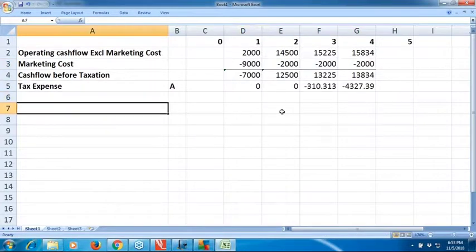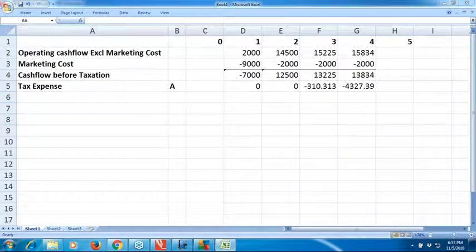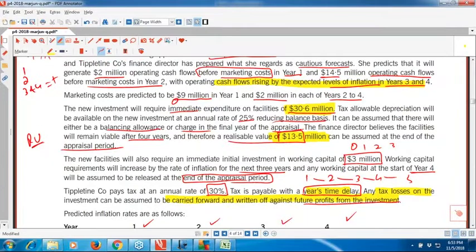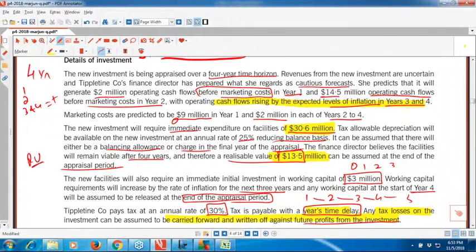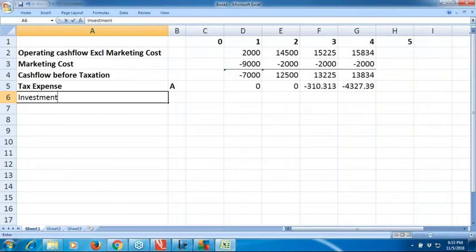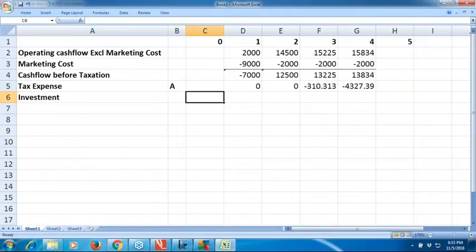Now, the next situation is that we have calculated the tax expense. What next is there? The next situation is we have got the investment. How much is the investment? The investment is negative 30,600 in year zero, and we will have 13,500 as a residual value in year four.